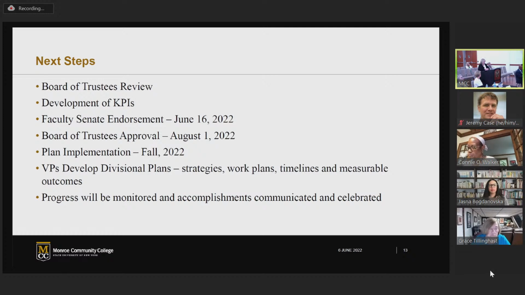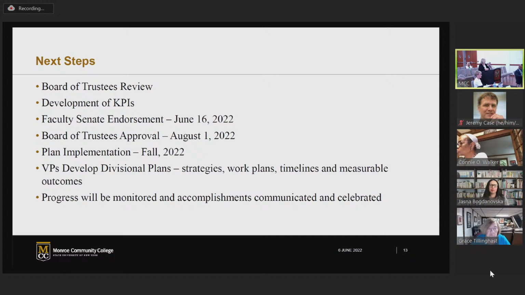Faculty Senate is due to endorse the plan on June 16th, hopefully endorse the plan, I should say. We believe that they're going to be doing this, but until we actually have that endorsement, you never know. Same with your votes. So we were hoping for those things, but we will wait and see. Your Board of Trustee approval comes on August 1st. And then we begin plan implementation in the fall of 2022.